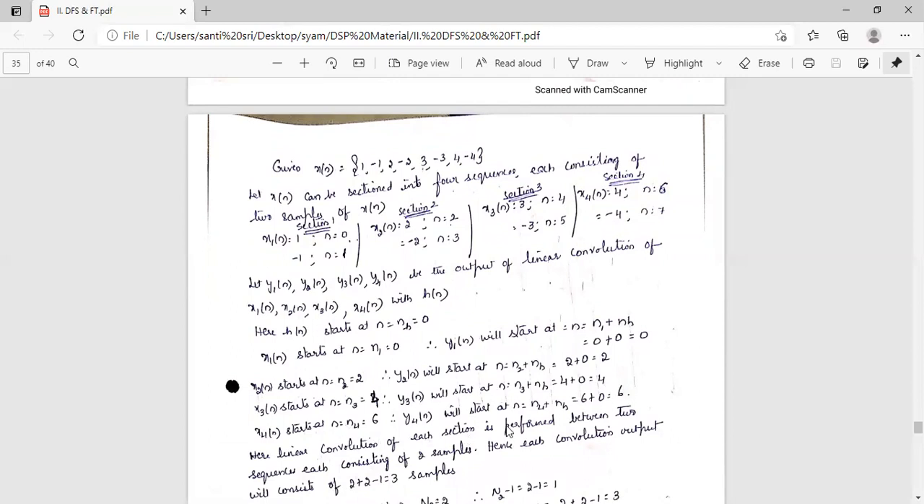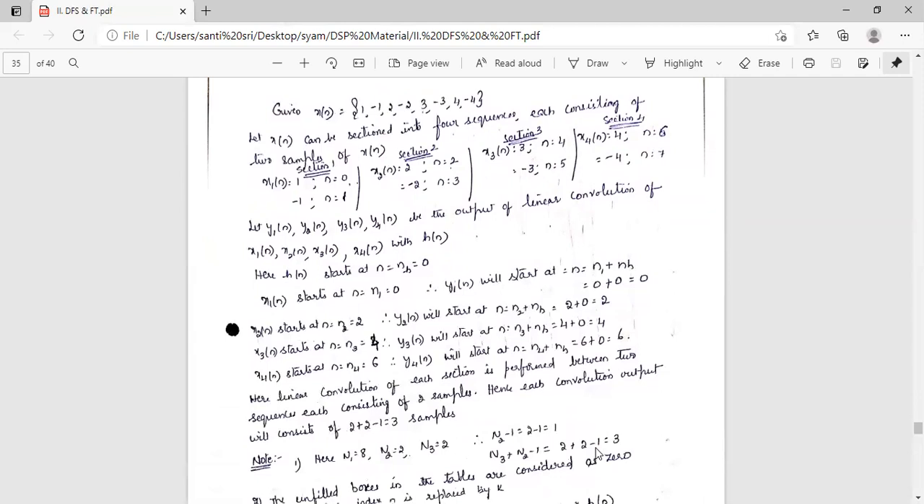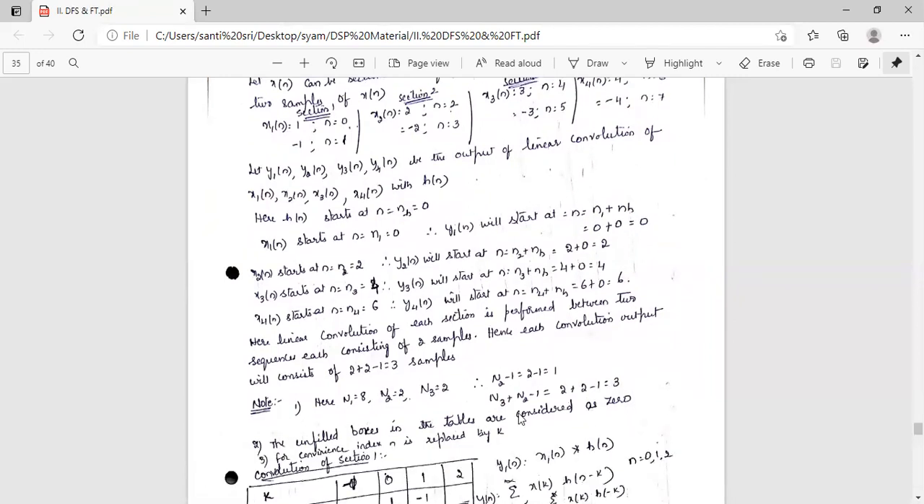So here the linear convolution of each section is performed between 2 sequences, each consisting of 2 samples. Hence, each convolution output will consist of n3 plus n2 minus 1 samples. Here n3 is 2 and n2 is also 2, so 2 plus 2, 4, minus 1, that is 3 samples. Here N1 is 8, and N2 is 2, so N3 is 2. So n2 minus 1 is 2 minus 1, that is 1, and n3 plus n2 minus 1 is 2 plus 1, that is 3. The unfilled boxes in the tables are considered as 0.